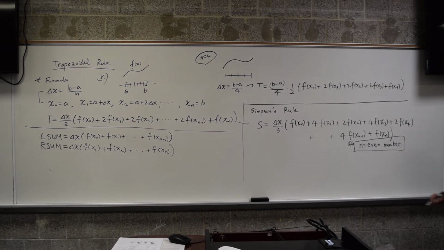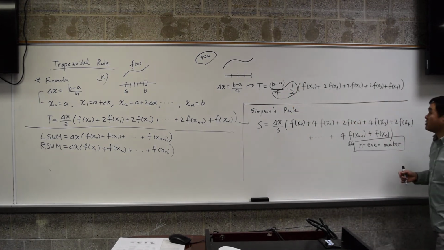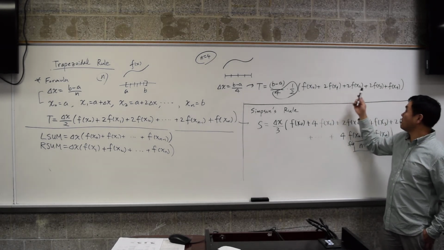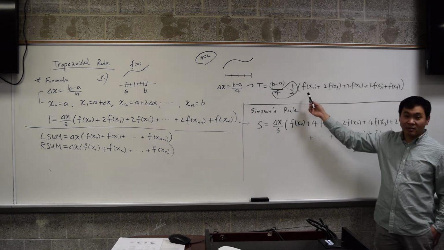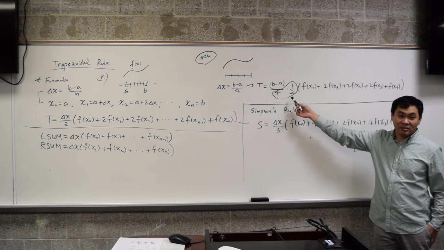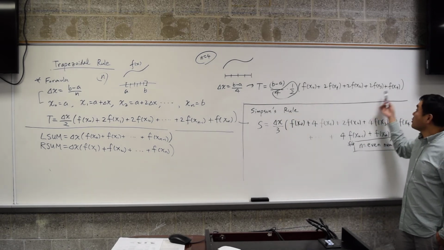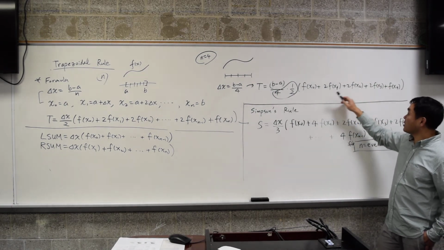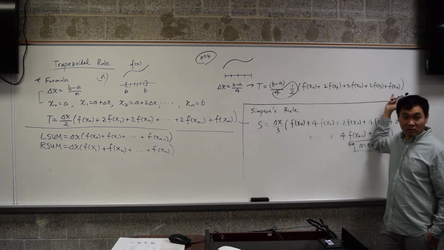Now, this is 1/8. 4 times 2 is 8. And how many items are you adding here? There's 1, 2, 3, 4, 5, 6, 7, 8. So if you add 8 objects and divide by 8, what are you really doing? You're calculating the average, okay? In other words, you can think of this as calculating the weighted average of the function values, where the ones in between are weighted more than the endpoints.